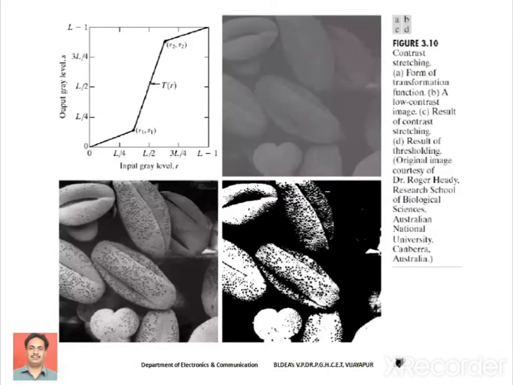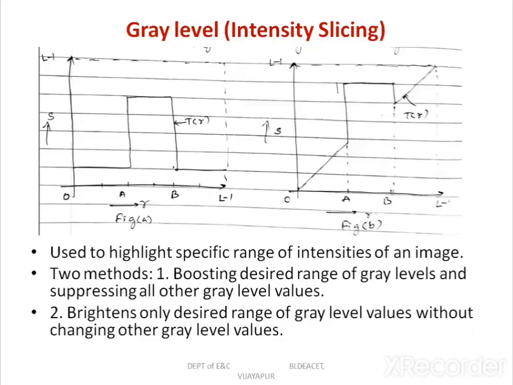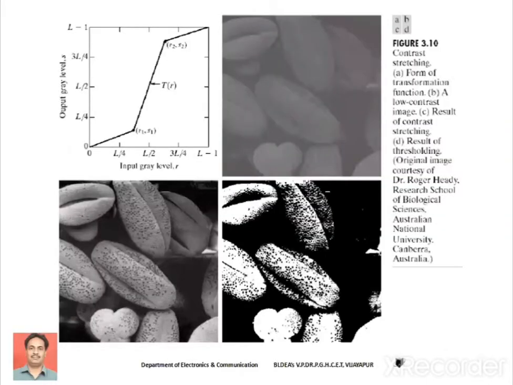Then here we have some examples of contrast stretching. If you observe the first image, this is the low contrast image we have. By performing contrast stretching on the image, we get this particular image. You can observe that the contrast of this image is increased.